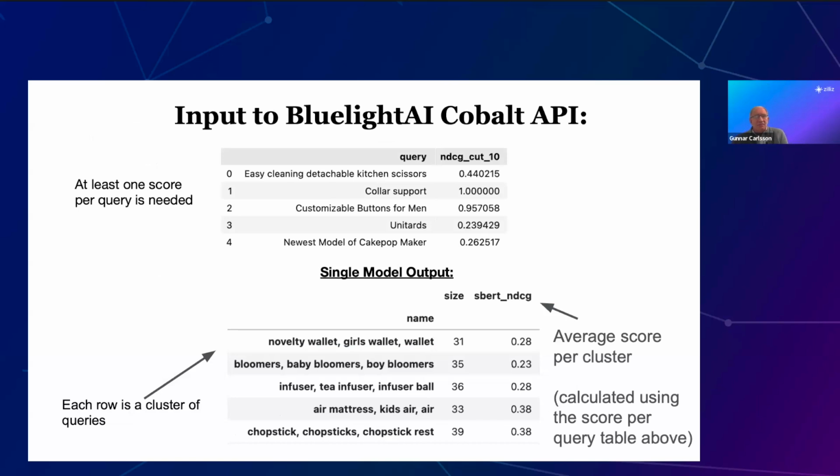Here's an input-output example. At the top is what we're talking about, which is you come into navigable clustering with at least 1 score per query. For example, here we show NDCG as the score. Row 1 could be kitchen scissors and the score could be 0.44. And the output that navigable clustering can help you get pretty quickly, honestly a matter of minutes, is different rows containing the clusters of queries. That tells you how many queries are in that cluster, what are the interpretable keywords for it, and we summarize for you an average over that cluster to tell you what's inside.